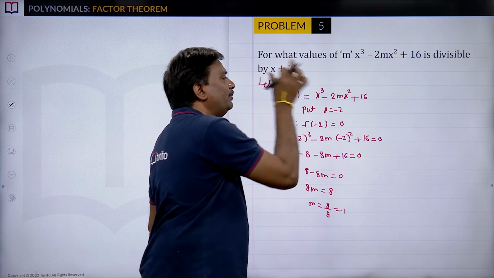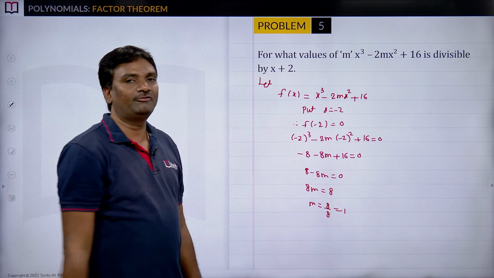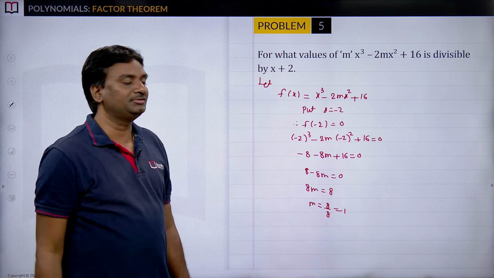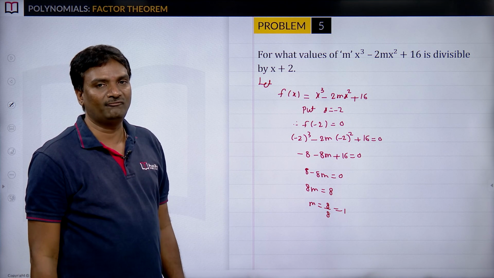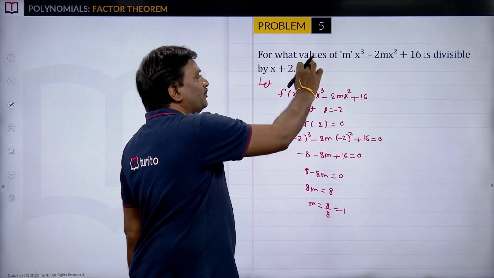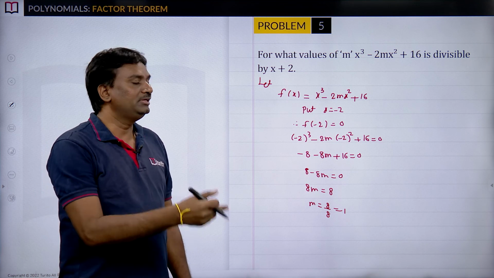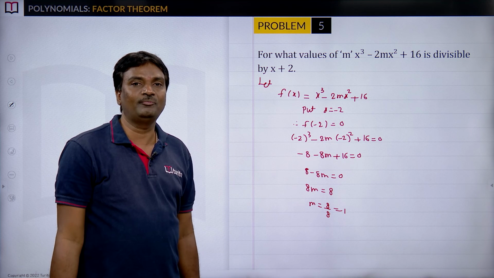So take this polynomial as f of x. Since we are dividing by x plus 2, then f of minus 2 equal to 0. In place of x, substitute minus 2 and simplify. After simplification, we got m equal to 1. So according to the problem, we have to find the values of m only, that is 1. Okay. So these are some problems related to factor theorem and factorization of polynomials.